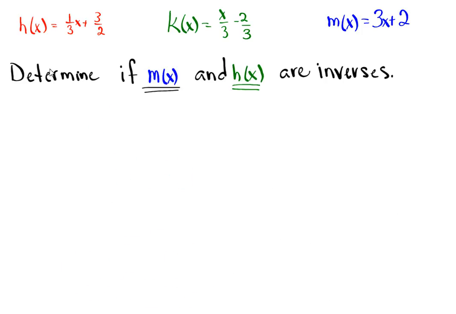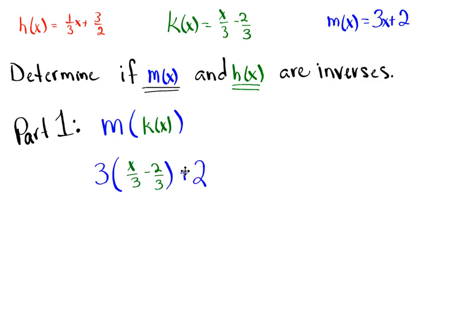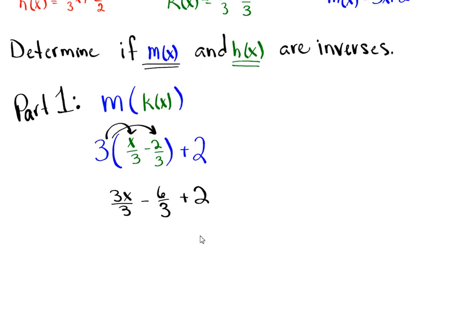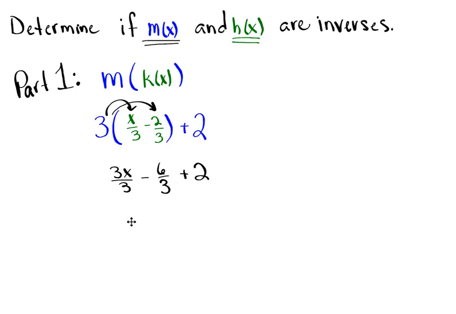So let's determine if m of x and k of x are inverses. So we've got to do part one, okay, which means I'm going to look at m of k of x. I'm going to write my little composition out. I'm going to distribute that 3. So I get 3x over 3 minus 6x over 3 plus 2. Then I am going to add my like terms. And when I simplify 3x over 3, I get x. And when I simplify 6 over 3, I get 2. And this 2 here comes on down. So when I simplify and combine like terms, I get just plain old x. So I've passed part 1.